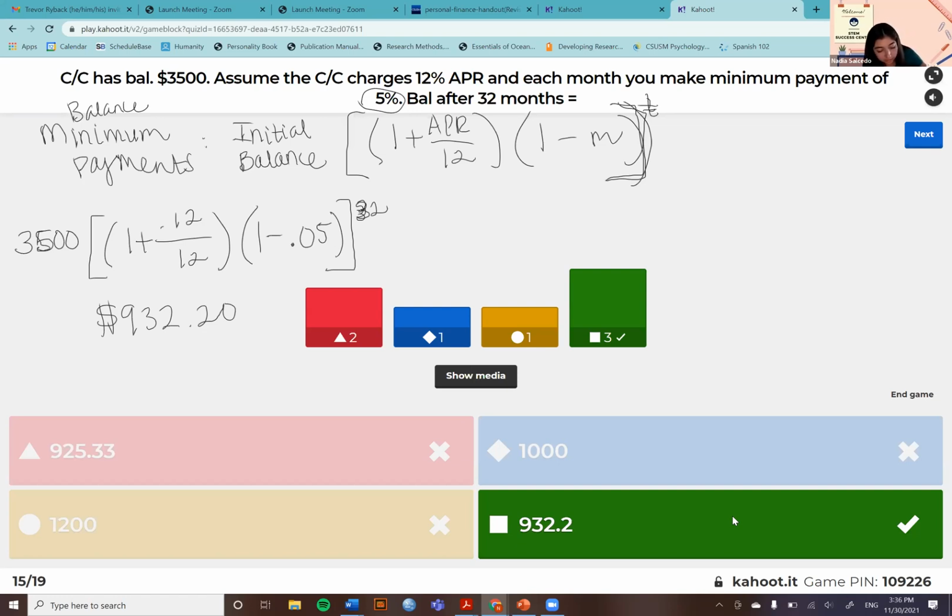Sorry, this is a T for time. If there's any questions, you can write them in the chat. And this is 32. Just to connect the two ideas, T is just another way of saying n times y, the number of years times the number of compounding periods. But in this case, we're given months, so we're already given the number of compounding periods. Nice. If there's no question, we'll go to the next one.